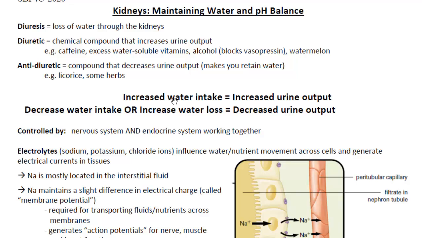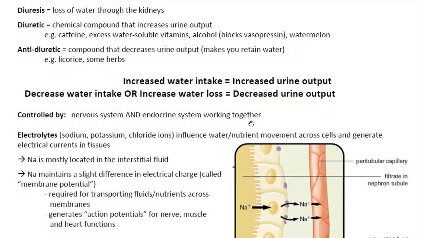The basic idea is that if you increase your water intake, then you should have an increased urine output. And if you decrease your water intake or you lose more water through sweat, etc., then you should decrease your urine output. More water in, more water out. Less water in, less water out. And that's the balance that the kidneys are going to maintain. Now, this is controlled by both the nervous system and the endocrine system working hand in hand.